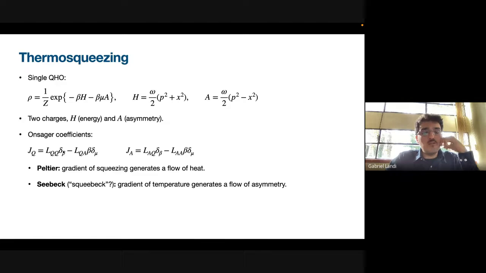Okay, and now we can therefore build the usual Onsager theory, but for energy and squeezing. So we can build Onsager coefficients for heat and for transport of squeezing. So we can have a Peltier effect, which is whenever a gradient of squeezing generates a flow of heat, and we can also have the Seebeck effect, which I kindly nicknamed the Squeebeck effect. Which is when a gradient of temperature generates a flow of asymmetry, or a flow of this A guy.